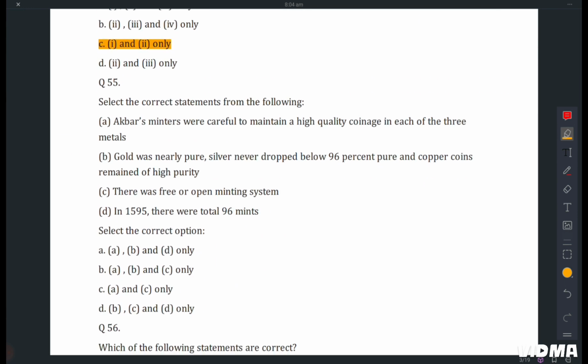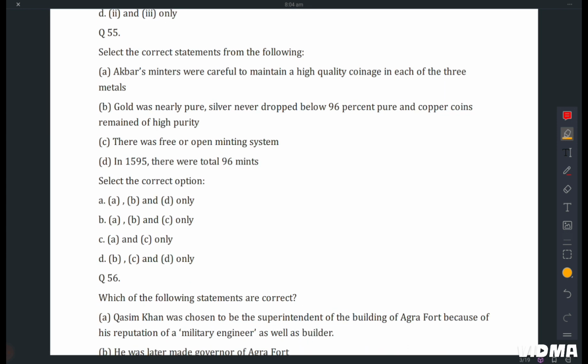Question number 55. Select the correct statement from the following. Akbar's ministers were careful to maintain a high quality coinage in each of the 3 metals. Gold was nearly pure, silver never dropped below 96% pure, and copper coins remained of high purity. There was a free or open minting system. In 1595, there were a total of 96 mints. The correct option is A, B, C.